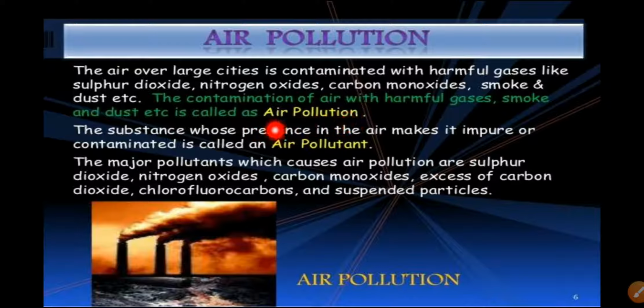So air pollution is nothing but the contamination of air with harmful gases such as smoke, dust, SO2, NOx and other things. Substances whose presence in the air makes it impure or contaminated are called air pollutants. So the substances present in the air which are very harmful and make the air impure are called air pollutants. Here the air pollutants are sulfur dioxide, nitrogen oxide, carbon monoxide, smoke and dust. With these, chlorofluorocarbon and some suspended particles are also present. Those are also called air pollutants. So these are the major air pollutants which cause air pollution.